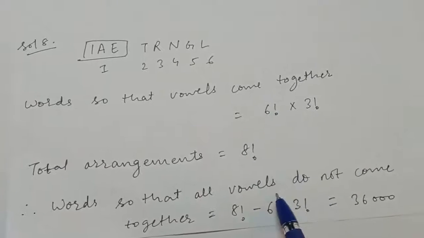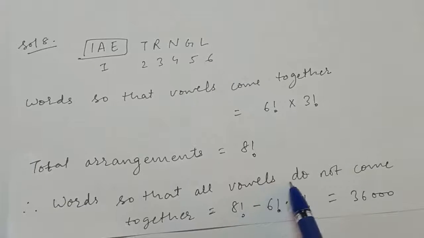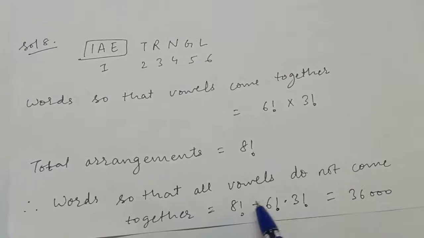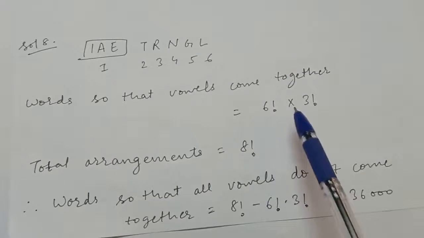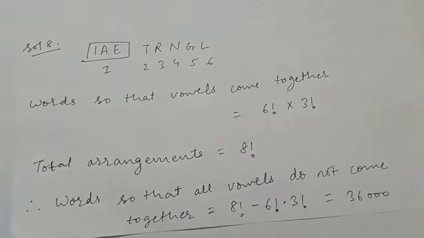So the words which can be formed so that all vowels do not come together are the total arrangements minus the arrangements where vowels come together. So the answer will be this, right?